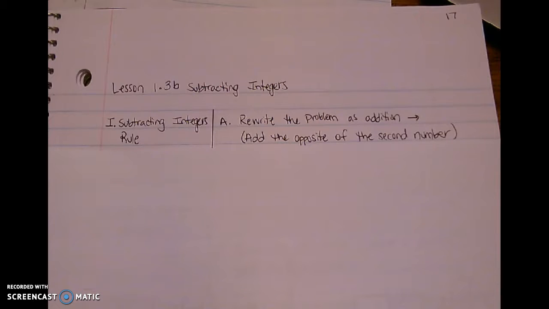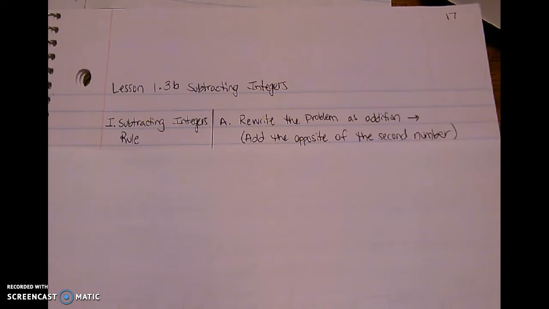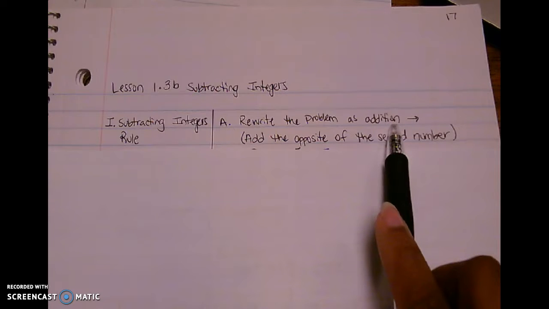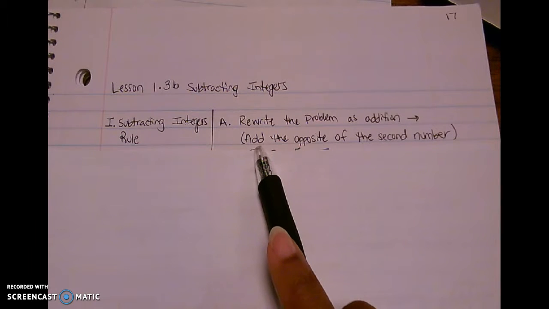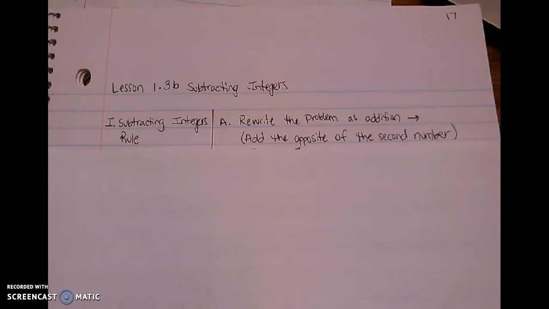Alright, once you have everything set up, we can go ahead and write our first Roman numeral 1. We're going to talk about our subtracting integer rule. If you haven't figured it out by now through the labs, the rule that you're going to write is that when we're subtracting integers, you have to rewrite the problem as addition, which means you're going to essentially add the opposite of the second number. Take some time now to write that down.